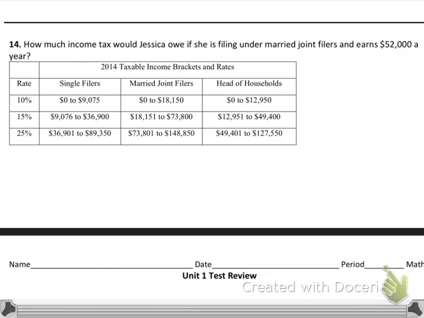Alright, I don't think there's a number 13, so we're going to talk about number 14. How much income tax would Jessica owe if she's filing under married joint earners? Just kidding, there's the 13, I just skipped over it. So, we're just going to do 14, then we'll go back to 11 and 13 in a little bit. How much income tax would Jessica owe if she is filing under married joint filers and earns $52,000 a year? So remember, if she's a married joint filer.